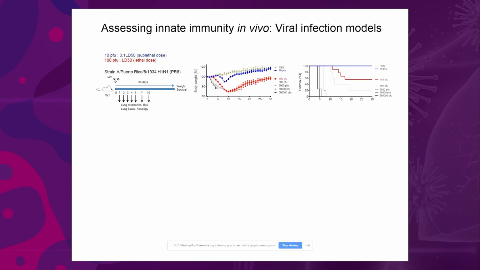In a setting of viral infection, this is from the system we use in our studies. You can also look at the virus. This shows H1N1 influenza virus. You can use various doses of the virus and look at body weight loss, survival of the mice, at increasing dose of the virus. Of course, survival worsens here.